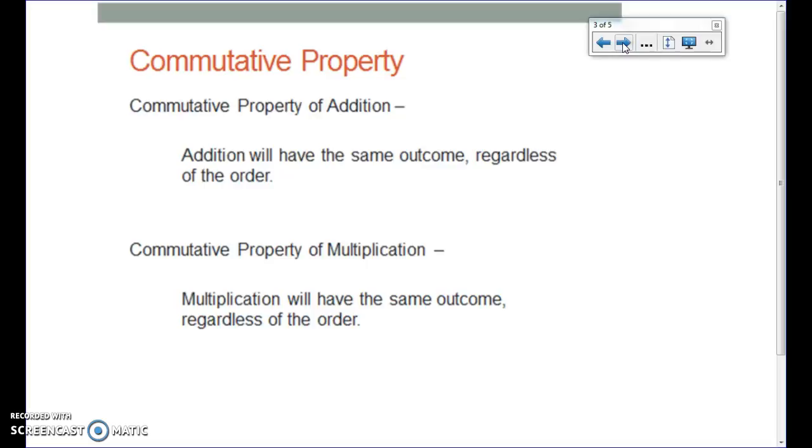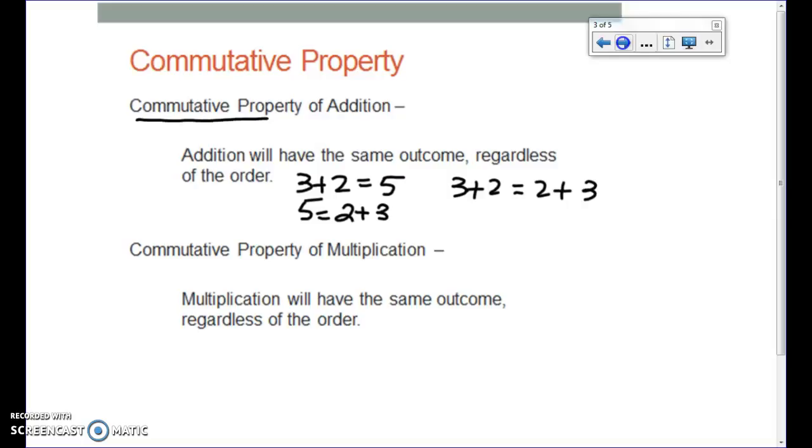The commutative property of addition and the commutative property of multiplication say that if you are adding or multiplying, it does not matter which order you multiply or add in, it will still have the same outcome. For instance, we know for addition that 3 plus 2 equals 5, and we know 5 equals 2 plus 3. So we also know that 3 plus 2 must equal 2 plus 3. When we change the order of 3 plus 2 to 2 plus 3, that's called the commutative property of addition.